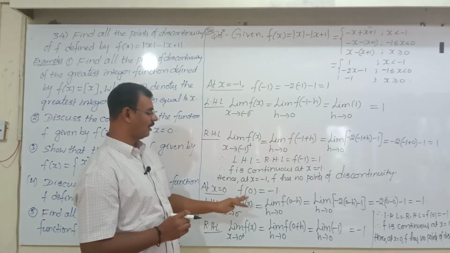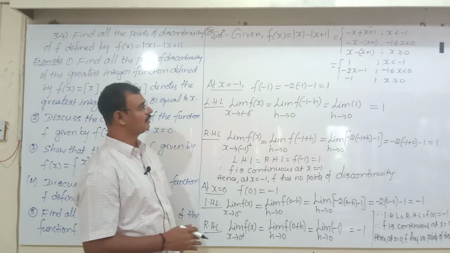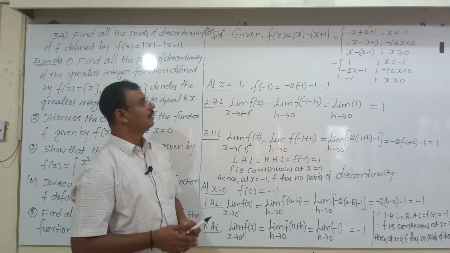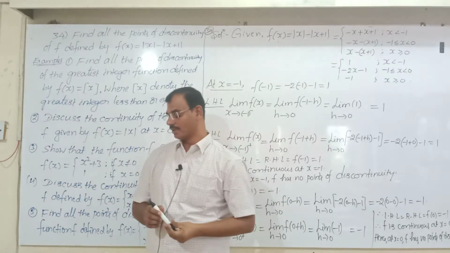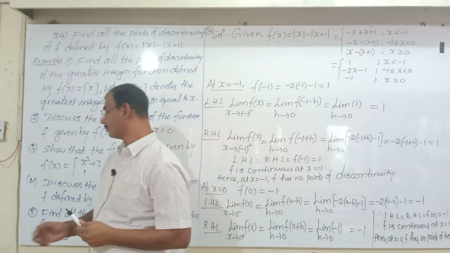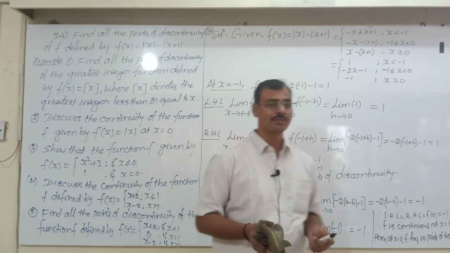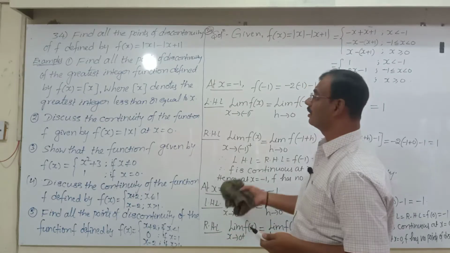At x equal to 0, we have to check the left hand limit and right hand limit. So in all these cases, this is continuous. This is the problem for all of you. Next question. There are some more examples in our textbook. Simple questions are there.